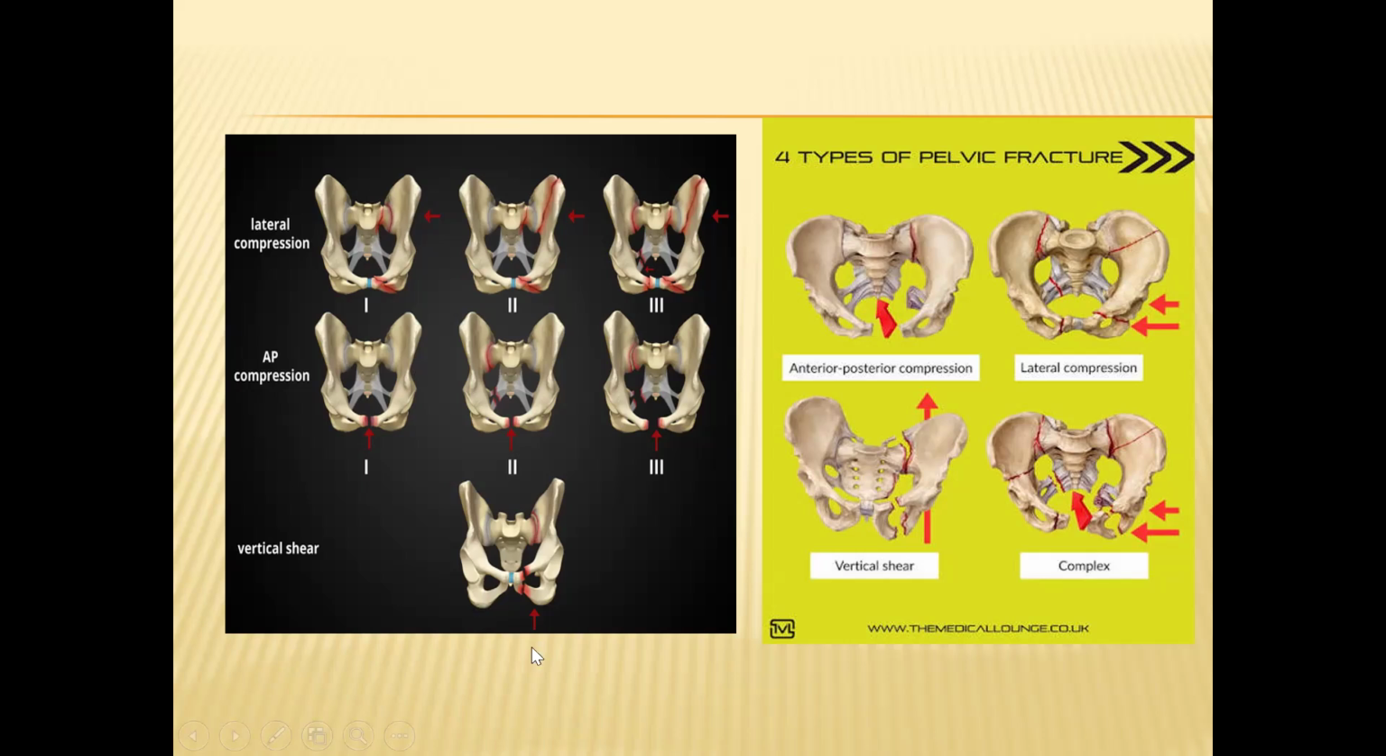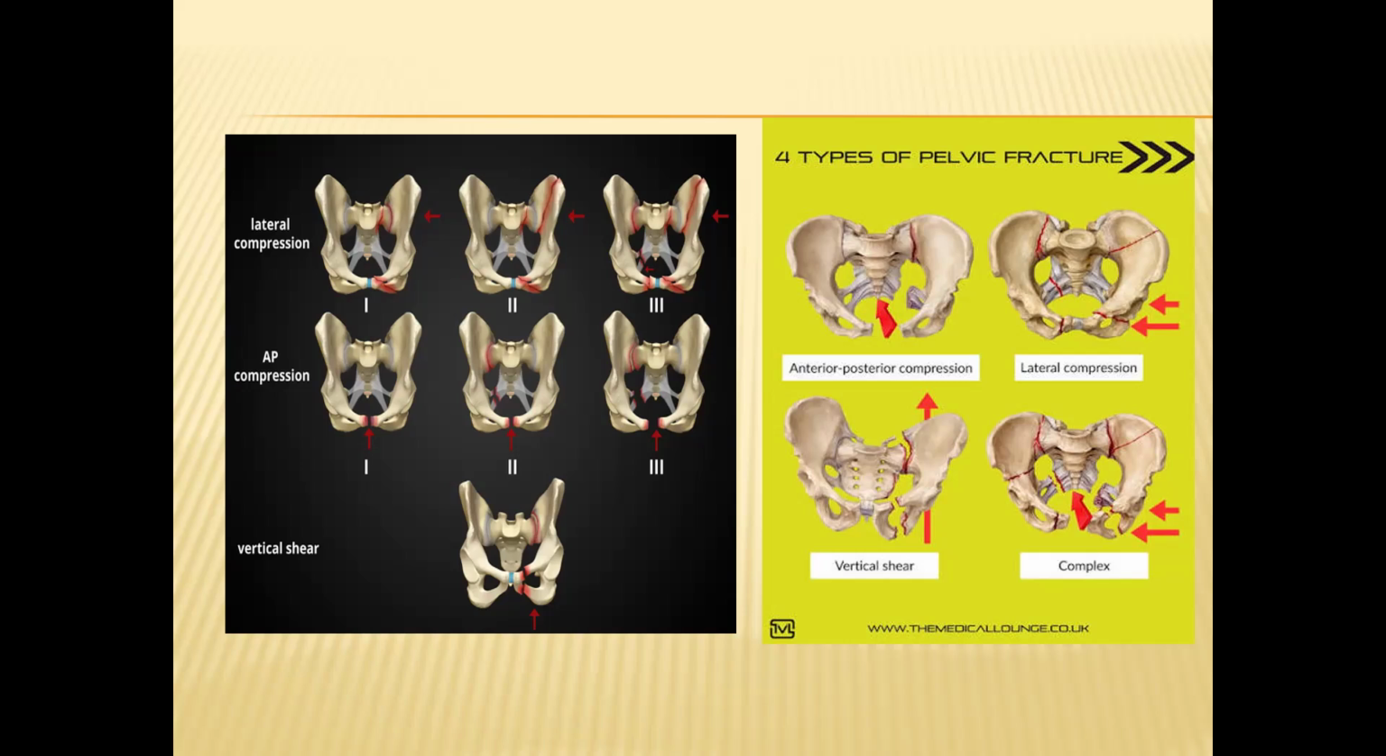In the lateral compression, when the force is hitting from the lateral side of the patient, it can be divided into 3 parts. In the first type, there is only a fracture, but the pubic symphysis is intact. In the second type, there is a fracture of the pubic ramus and the anterior part of the sacrum. In the third type, the force is coming from both sides.